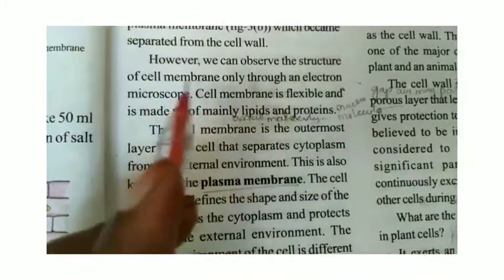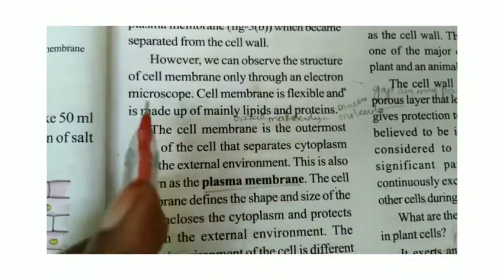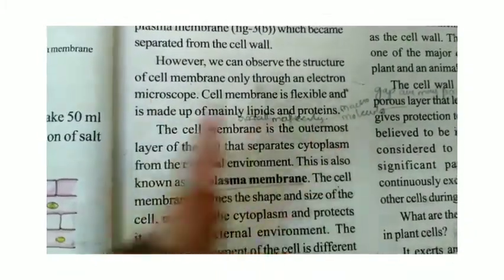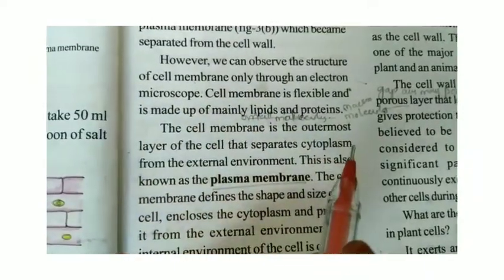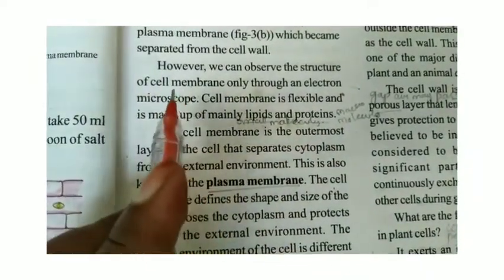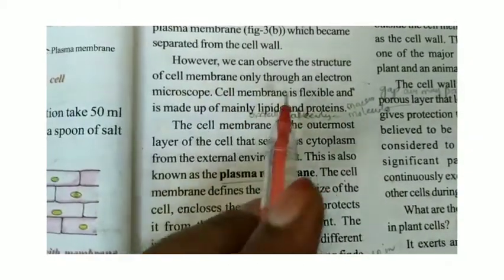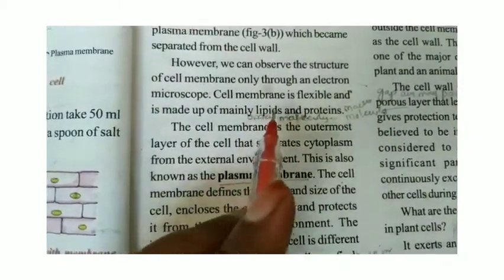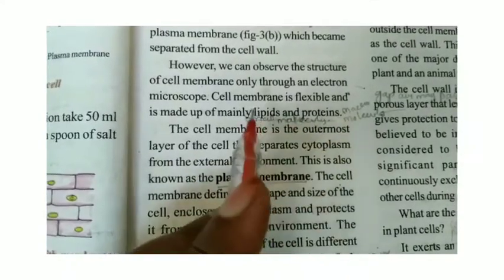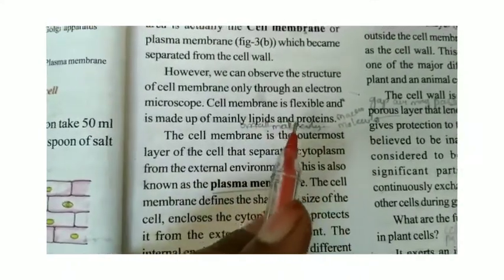However, we can observe the structure of the cell membrane only through an electron microscope. The cell membrane is flexible and is made up mainly of lipids and proteins. So we can see the structure of the complete cell membrane only through an electron microscope. Lipids means fat, proteins means macromolecules.